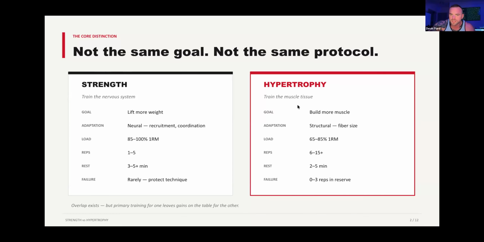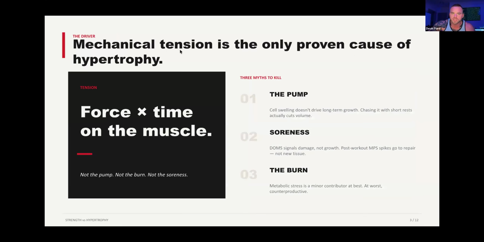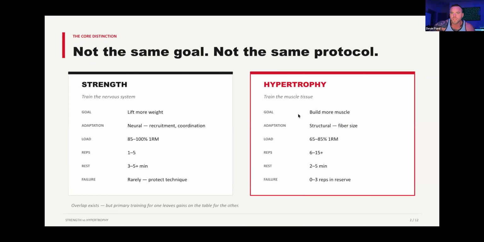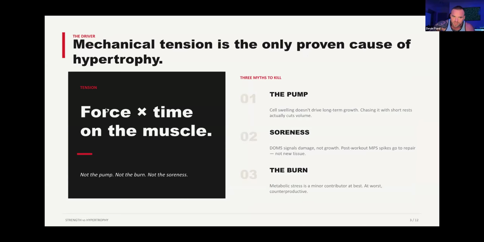Okay. This is all about mechanical tension, which is how much force, or the weight that you're using, and how long you're doing it, or how many reps you're doing it for. So if you're doing lower percentages or less force, then you have to do it for more time. Obviously, if it's lighter and you go to failure, it's going to be more reps.